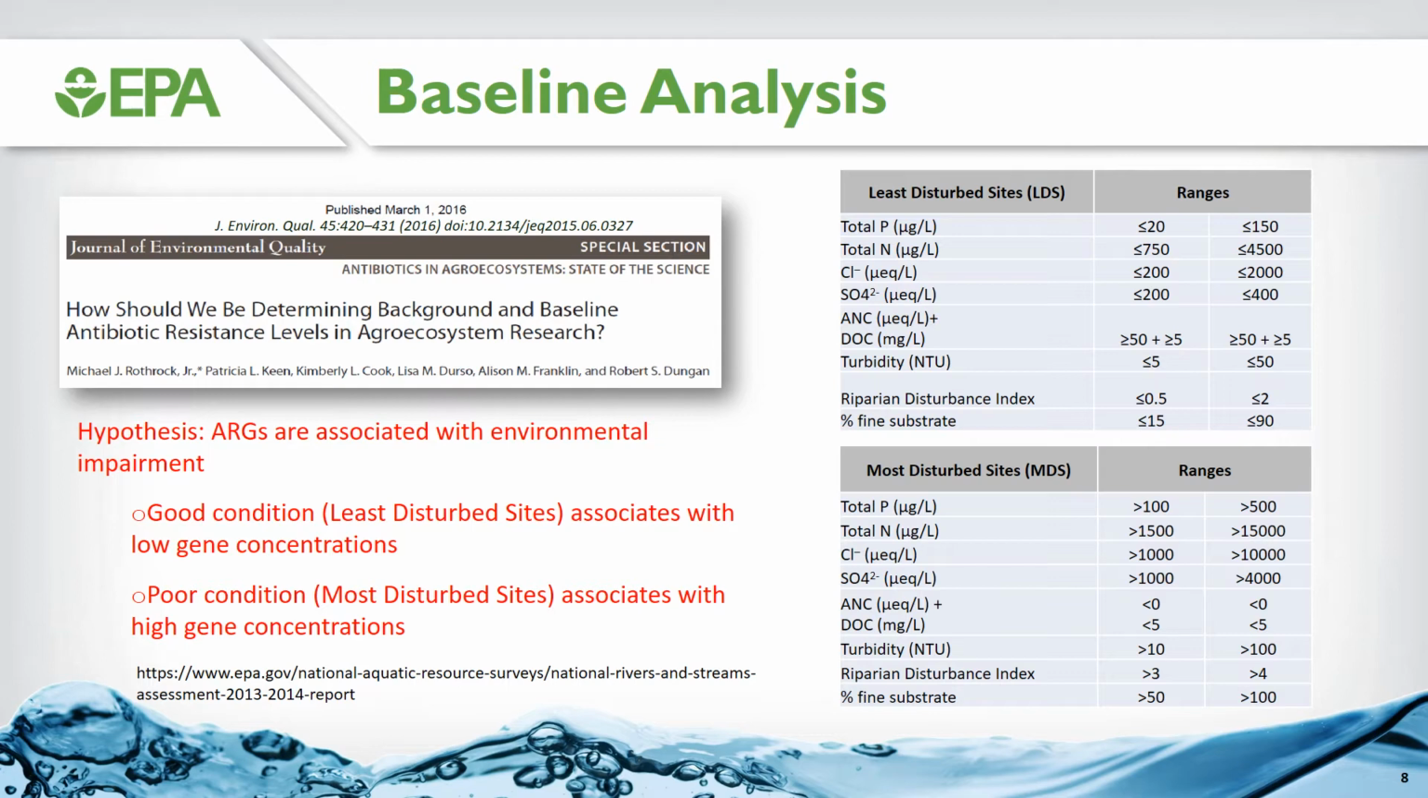Because natural river and stream quantities of ARGs and environmental bacteria may vary across the country, we compare their quantities for least and most disturbed conditions within each ecoregion. The least disturbed sites were selected because they represent the best range of conditions that can be achieved for similar rivers and streams within a particular ecoregion. For more information on this topic, please consult the NRSA EPA report using the link at the bottom of this slide. The two tables show total phosphorus and total nitrogen, as well as other water and habitat parameters for least disturbed and most disturbed conditions.